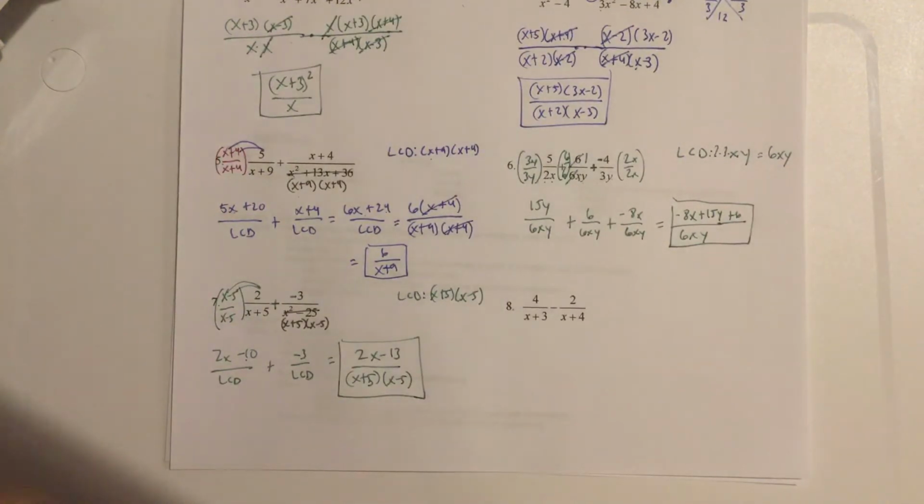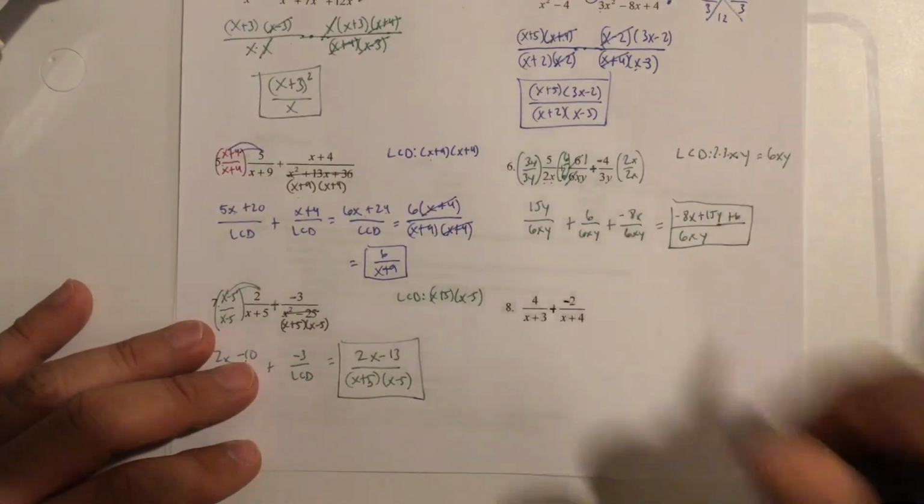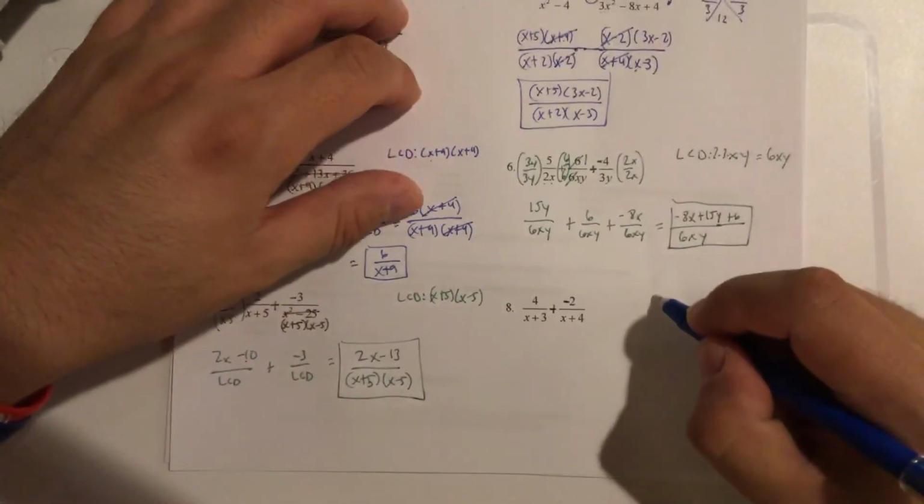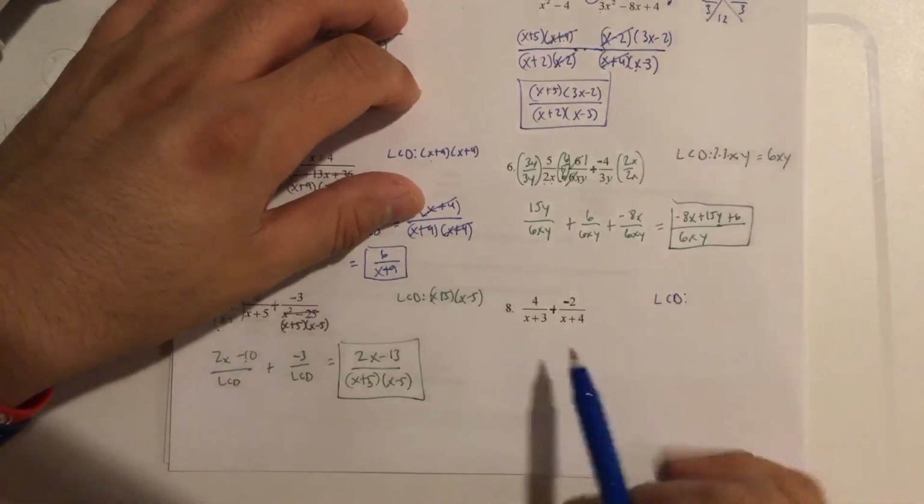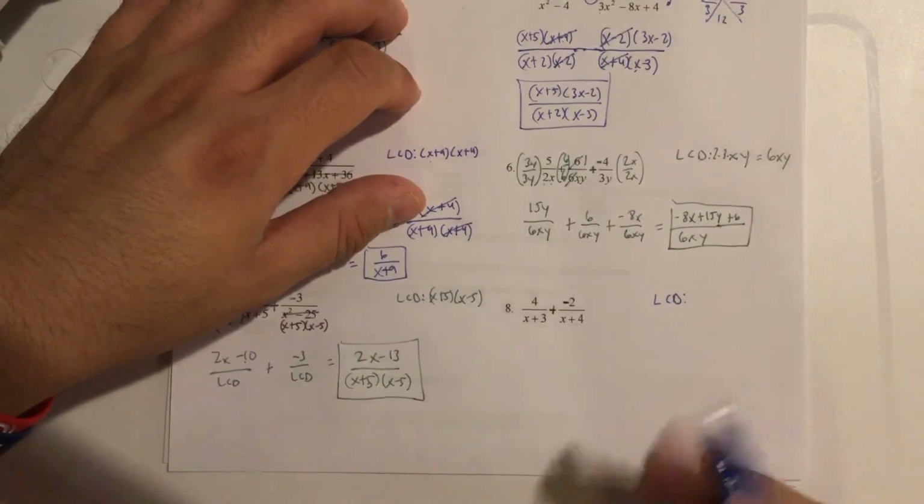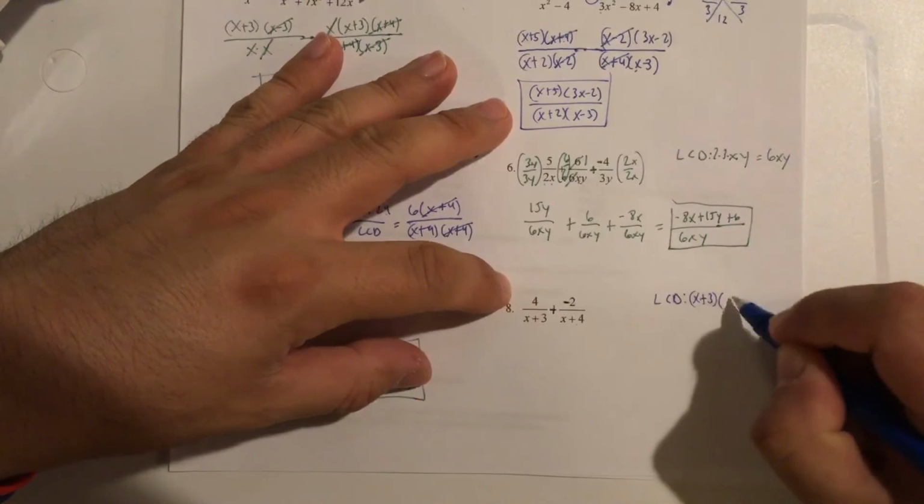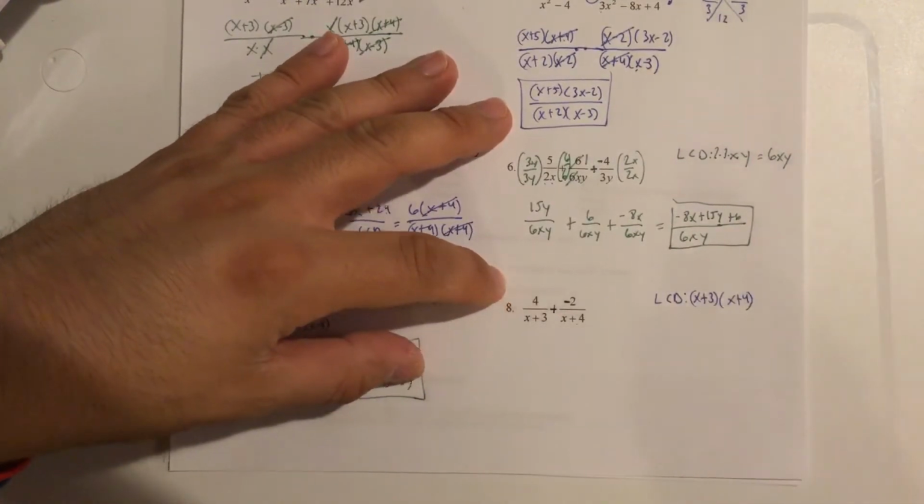All right, let's take a look at number 8 now. So for number 8, once again, let's change this minus sign to a plus, and then we'll flip the top right signs. For the LCD, they have nothing in common. The x's are not in common because this is connected to the plus 3 and the plus 4 through the plus signs. So what's not in common is x plus 3 and x plus 4.